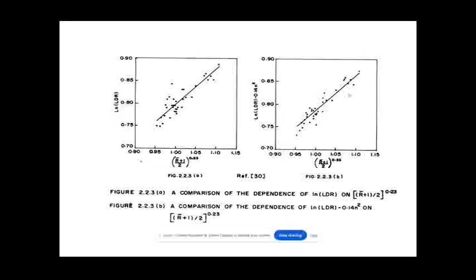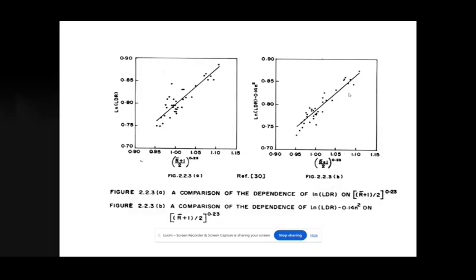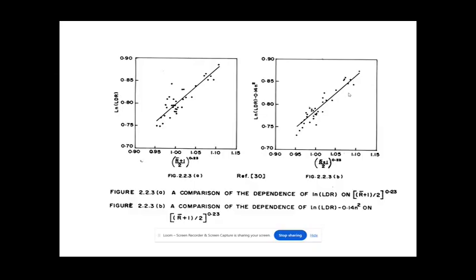So, it shows the relationship between LDR and R bar: natural logarithm of LDR divided by ((R bar plus 1) divided by 2). Or another one is natural logarithm of LDR minus 0.14 n square, where n is the strain hardening exponent, divided by ((R bar plus 1) divided by 2) whole power 0.25.